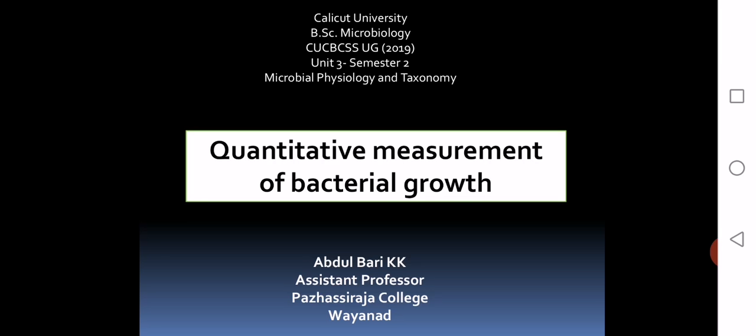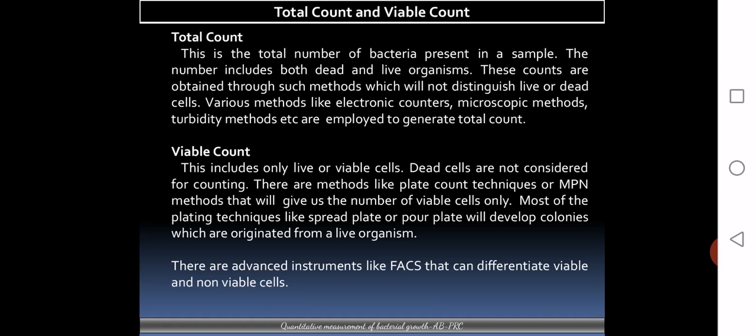So we are moving into the various methods, and before that, let's see the two common terms we will face across the presentation: total count and viable count. You can take the number of bacteria by means of different methods, but the number could be either a total count or a viable count, right?